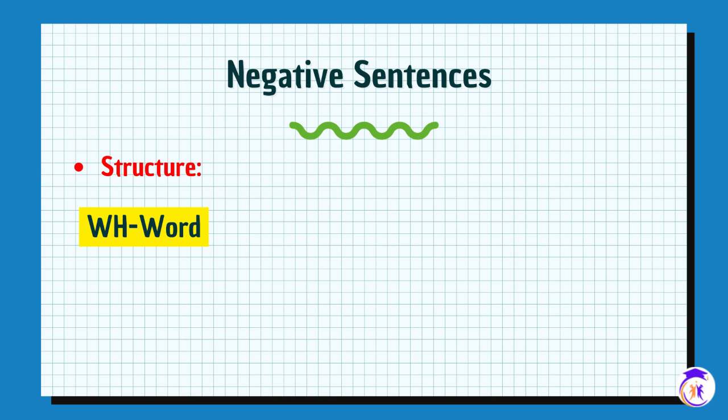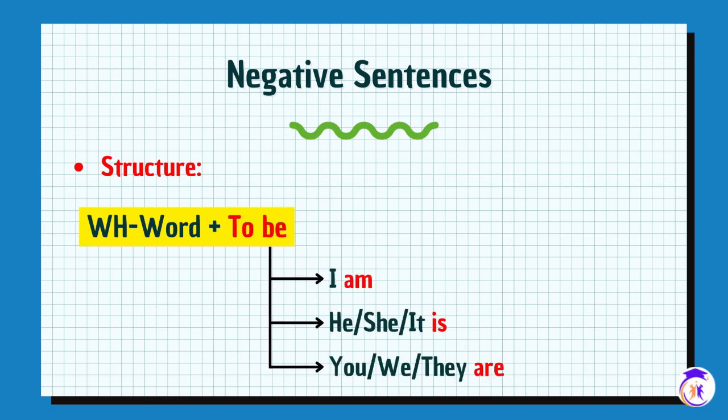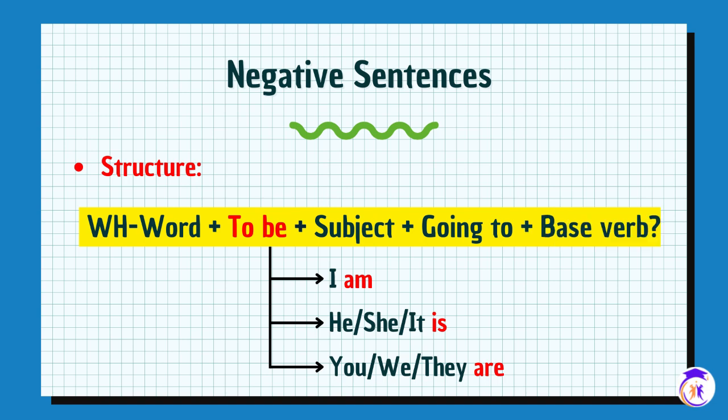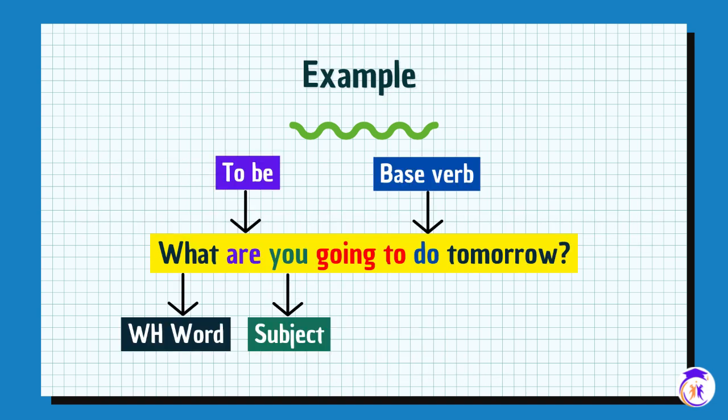On the other hand, the structure for the WH questions with going to is the following. Start the question with the WH word, followed by the correct form of to be, depending on the subject. Then put the subject, followed by going to, plus the base form of the verb. Let's explore some examples. What are you going to do tomorrow?